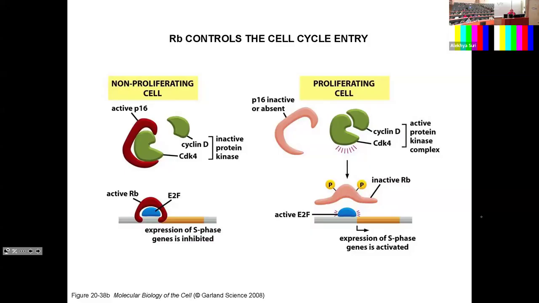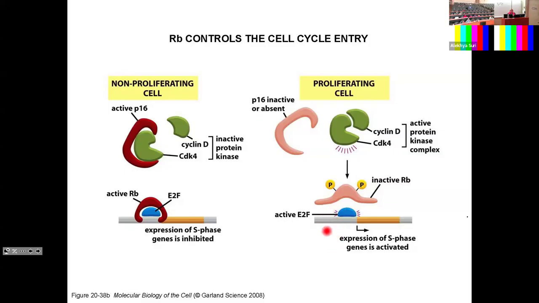So in a condition where the cell is under proliferation and all the stimuli are inducing proliferation, P16 gets inactive. So it releases the CDK, so the CDK can form a complex, right? So this complex phosphorylates more, what they call hyperphosphorylation. This is hypophosphorylated RB, and this is hyperphosphorylated RB. So RB is inactive, so it cannot complex with E2F.